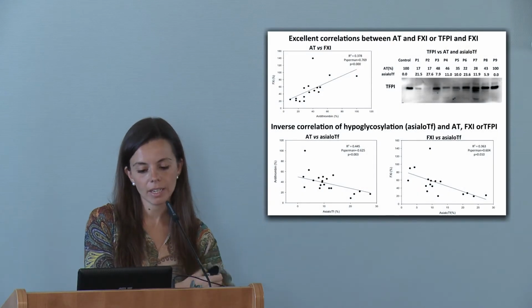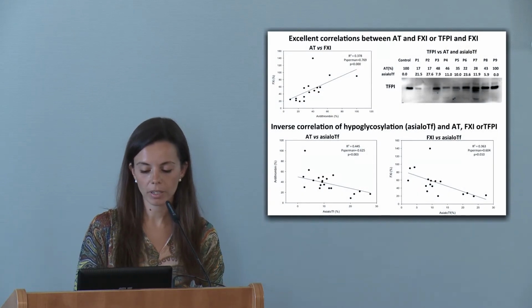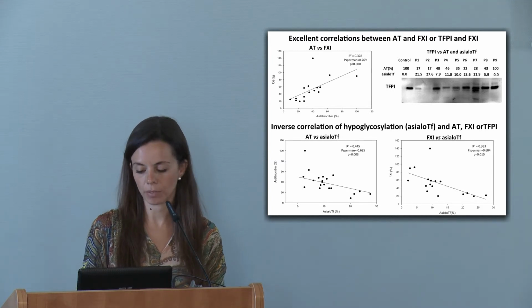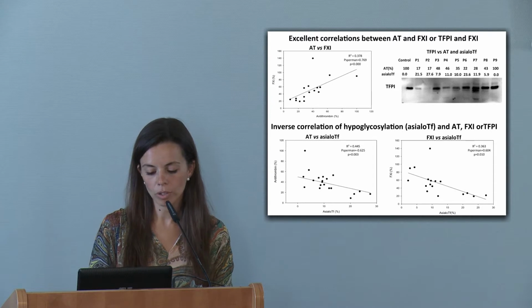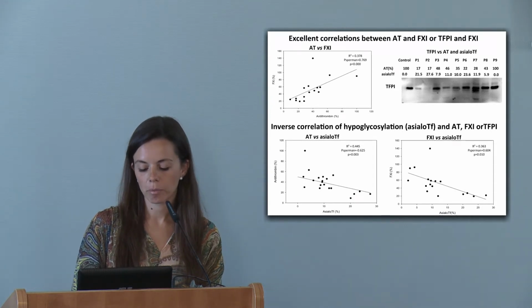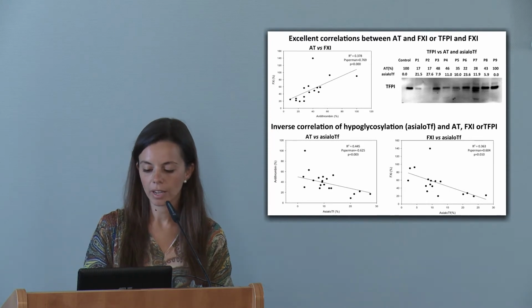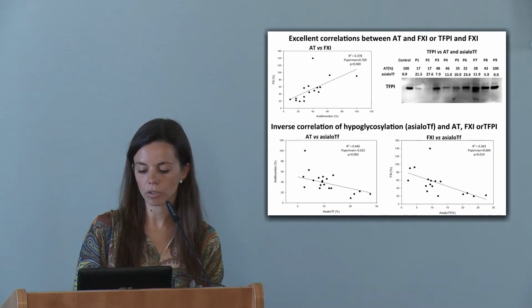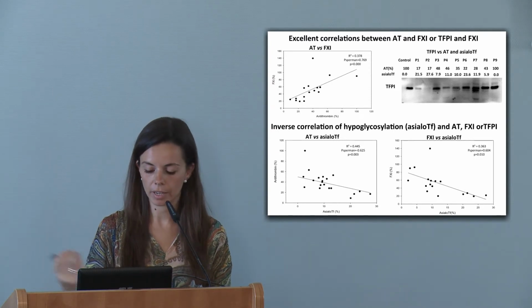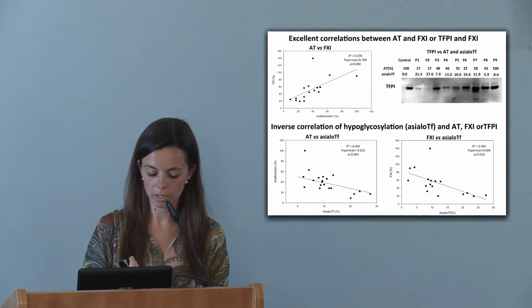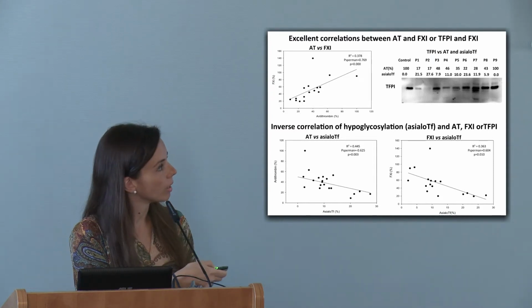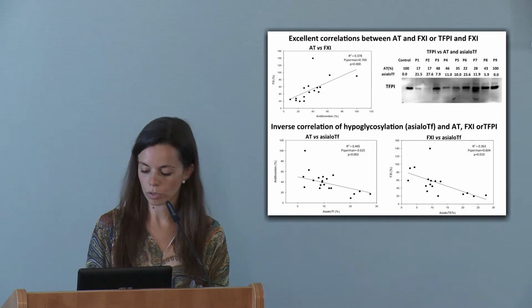Indeed, there is an excellent correlation between antithrombin, factor 11, and TFPI, and between TFPI and factor 11. And also an inverse correlation between hypoglycosylation, measured as allosteric, and antithrombin, factor 11 or TFPI. In other words, when the disorder is severe, the deficiency of antithrombin or factor 11 is also severe.